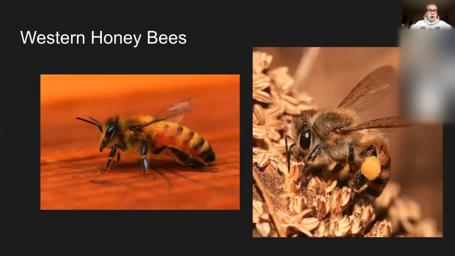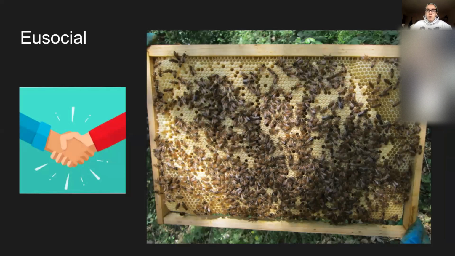So as I mentioned a couple times now, they're eusocial, which basically is the highest level of organization that you can have in a social group. So they're cooperative. They work together. You can see here they're on this big sheet from a hive, and they're actually working together to care for offspring or for babies of other individuals. So it's kind of like bee daycare, and they all work together to take care of the babies.